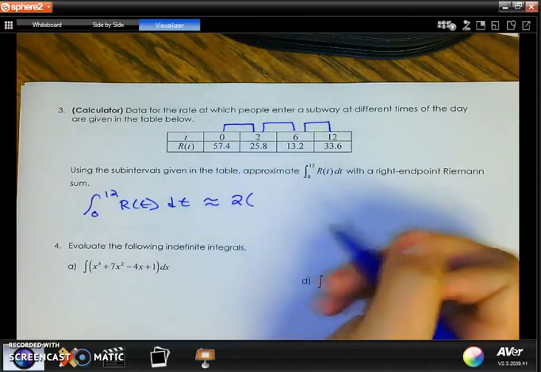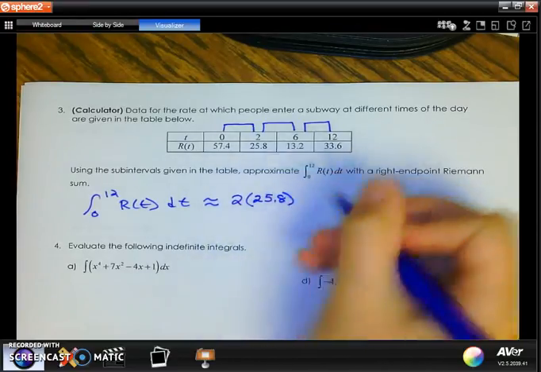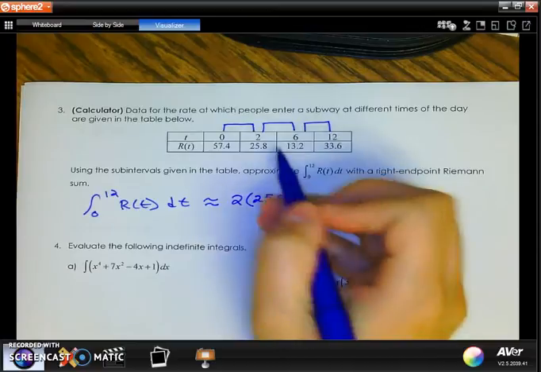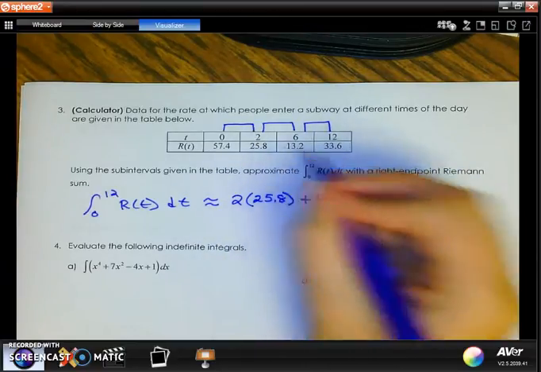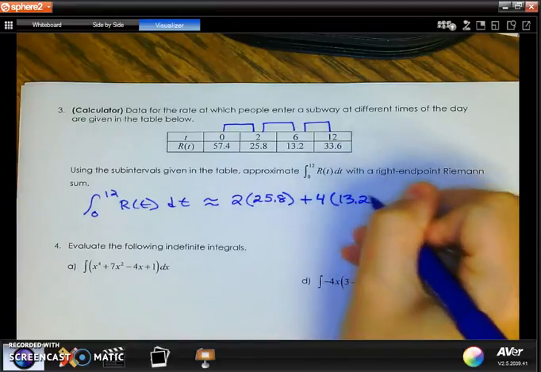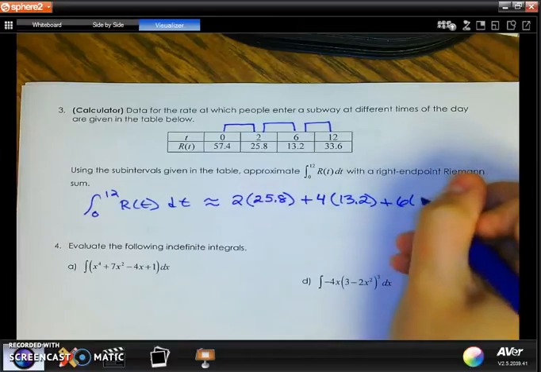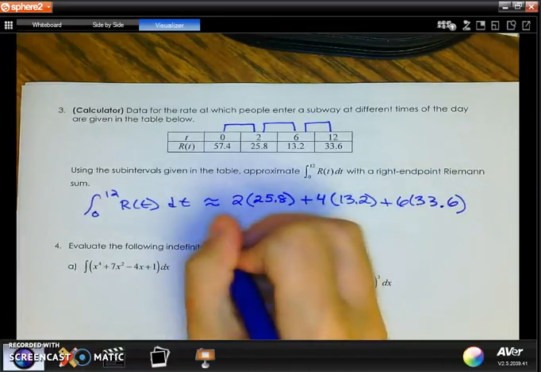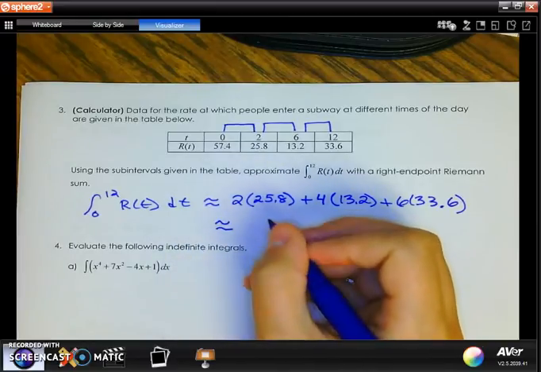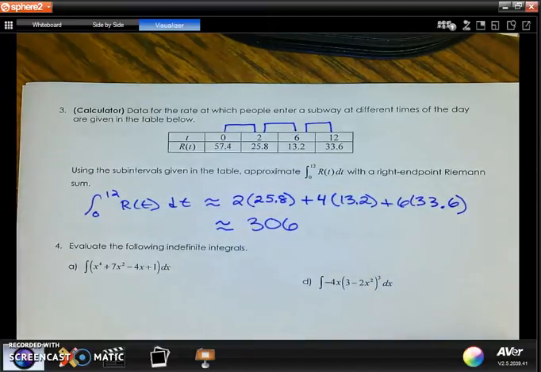Now, since I'm using the right endpoint, I'm going to use the 25.8, plus, now the distance here is a 4, and I'm using the right endpoint, so that's 13.2, plus the distance this time is a 6, and I'm going to use 33.6 there. And then you could type that all into your calculator, and if you type that in correctly, I got 306. Okay, that is my estimation for that one.